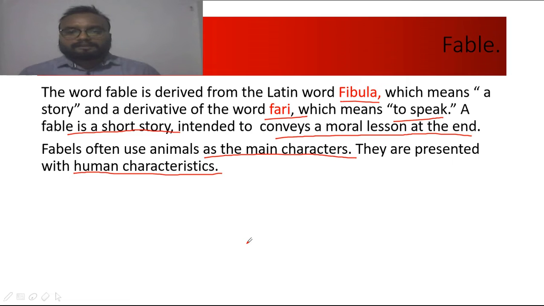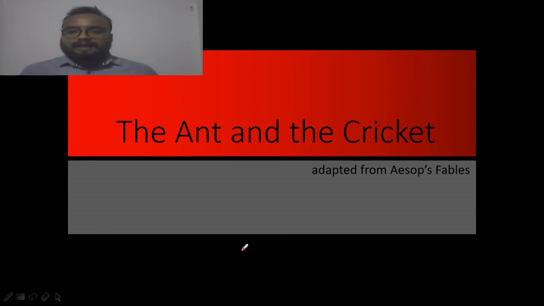And secondly, the story should convey some moral lesson at the end. These are the basic two qualities of a fable. The first one I repeat, it should have animals as its main characters, and secondly, it should convey some moral meaning, moral lesson at the end of the story. So in this poem we have two characters, that is we have an ant and the cricket. As the title suggests, we have two characters, the ant and the cricket.